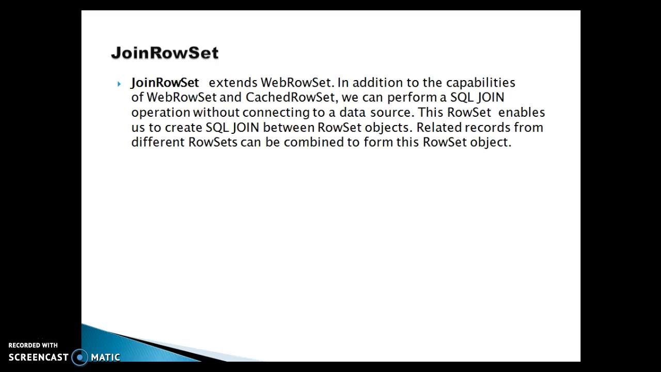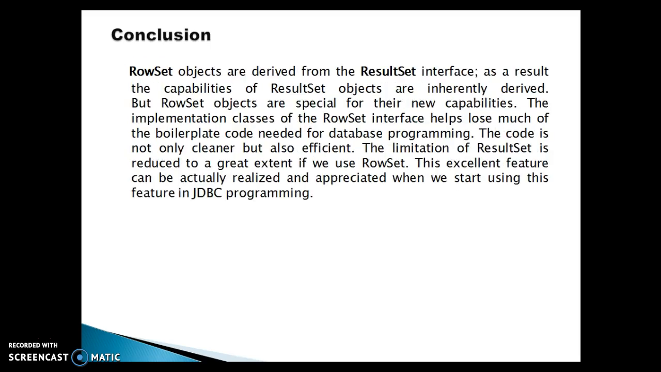Now joined row set. Joined row set extends web row set. In addition to the capabilities of web row set and cached row set, we can perform a SQL join operation without connecting to the data source. This row set enables us to create a SQL join between row set objects. Related records from different row sets can be combined to form this row set object, right? So join row set is very beneficial when you join the data from different row sets and provide the result. In that case, join row set is very useful.